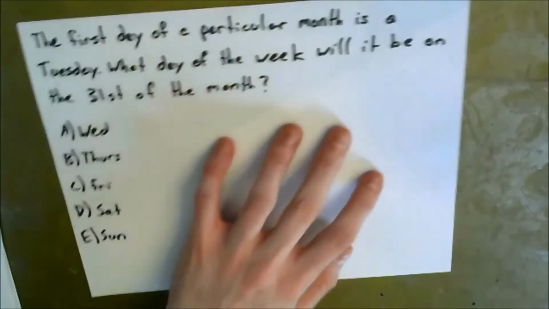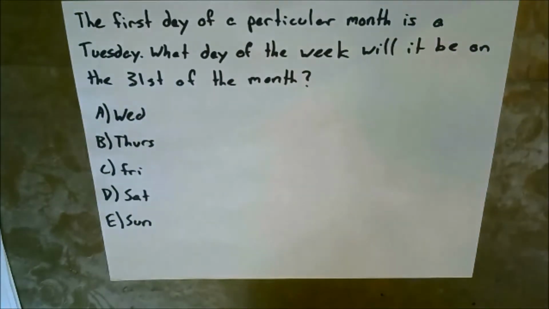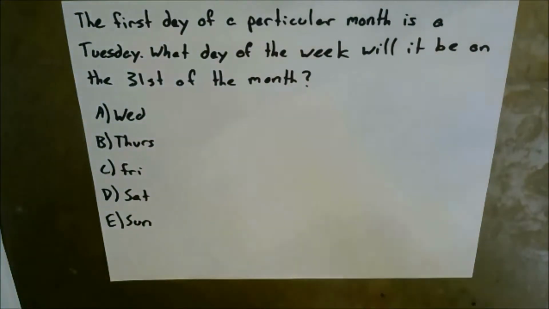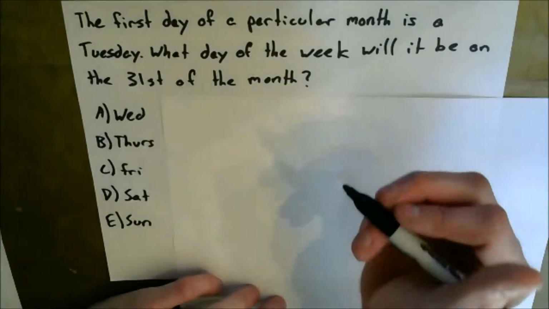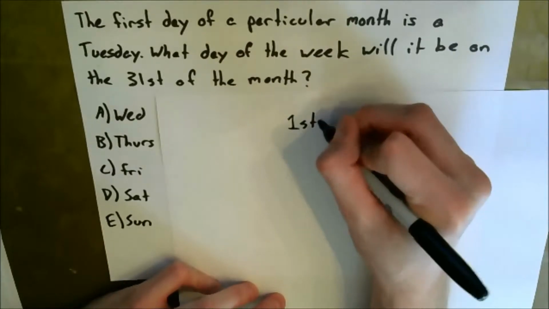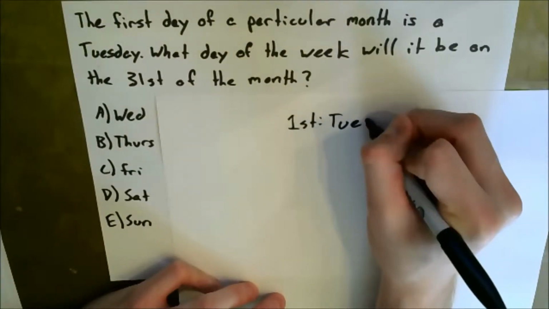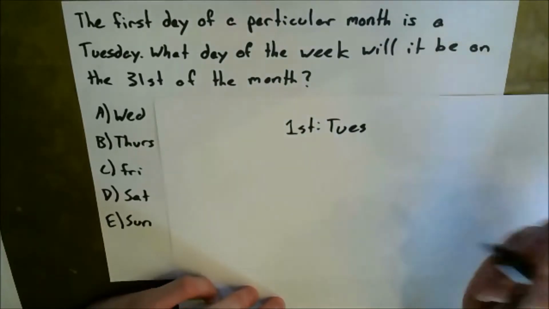Next, the first day of a particular month is a Tuesday. What day of the week will it be on the 31st of the month? So for this, we're going to start with the fact that the first is a Tuesday, and we're going to continue counting up each week, seeing when the next Tuesday will be.